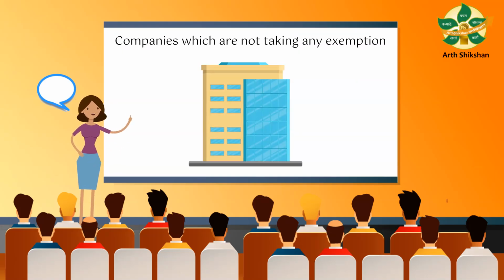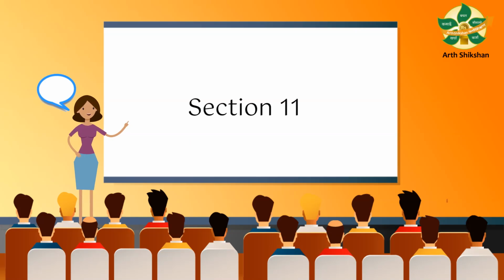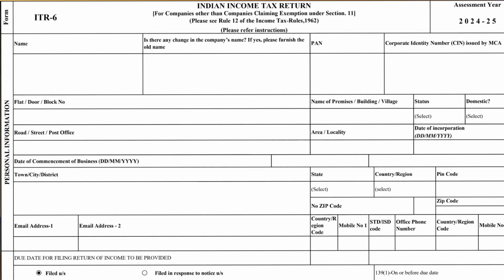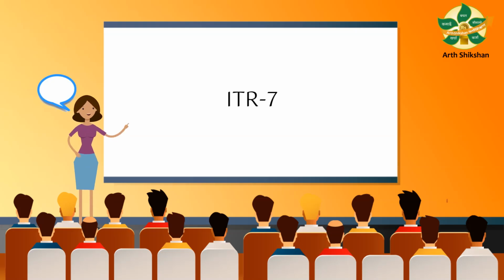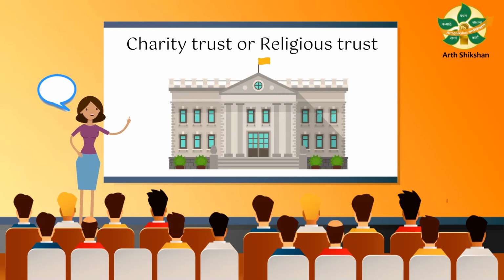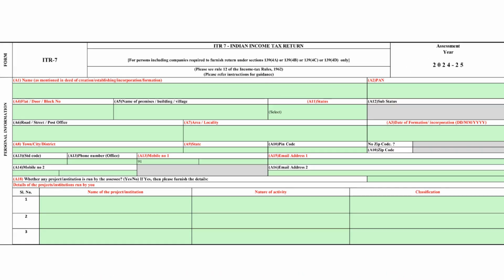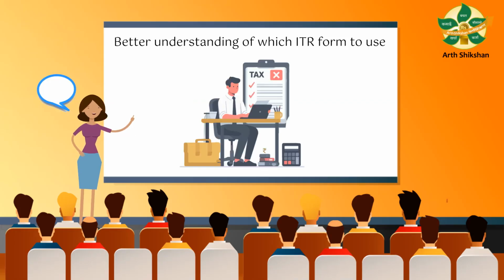Companies which are not taking any exemption under section 11 can utilize ITR form number 6 for their income tax return. ITR form number 7. Organizations which come under charity trust or religious trust can utilize ITR 7 form for their income tax return. Now you should have a better understanding of which ITR form to use.